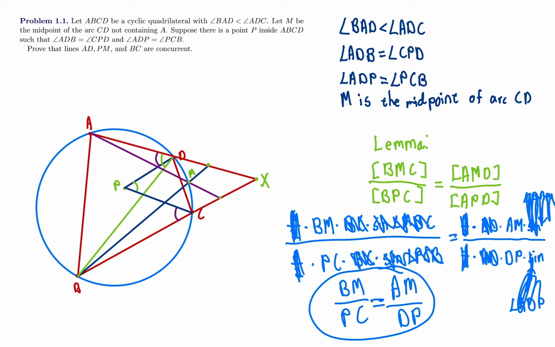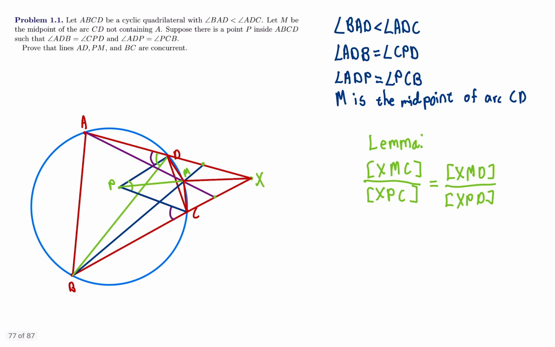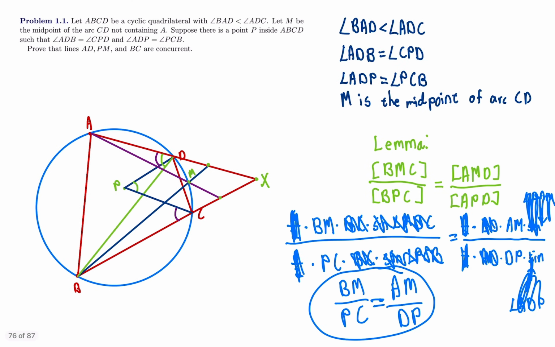All right, so let's try proving that we can just replace all the B's and A's in the previous lemma with X's. So in other words, we can prove that this is still true. Okay, so the area of BMC over the area of BPC. Notice that those share the same base. So then that is just equal to this altitude over this altitude. Actually reversed. So this altitude over this altitude.